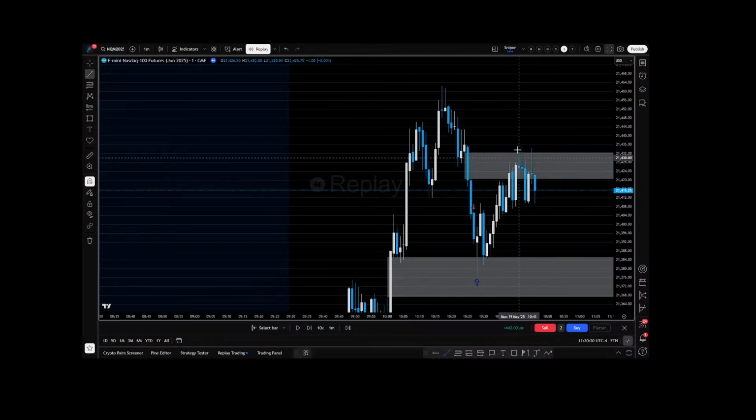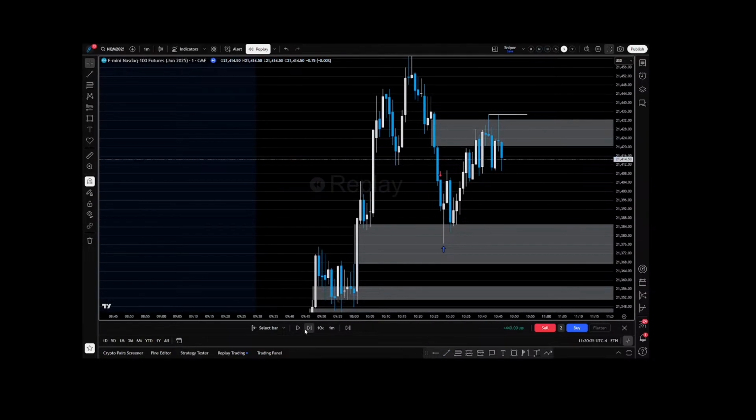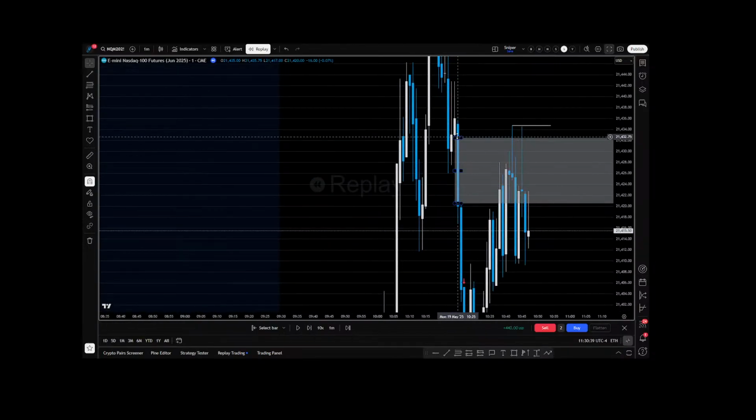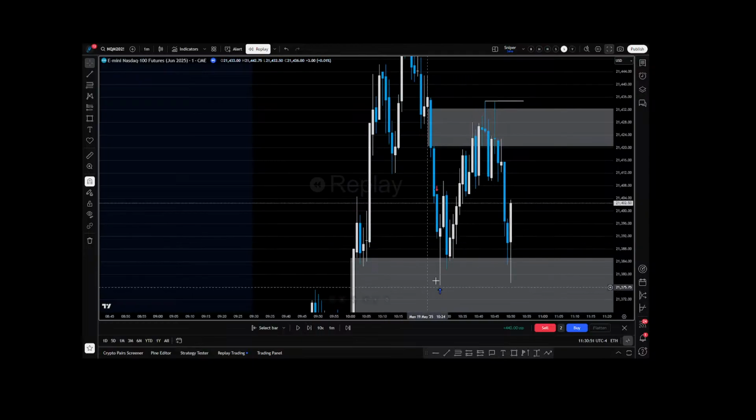Okay, created a bit of relative equal highs here. I'm not going to mark it out because it's in this 1 minute fair value gap, but you do have a small 1 minute fair value gap here. Both are holding. Okay, a bit of displacement to the downside. Again, back in this bullish 1 minute.